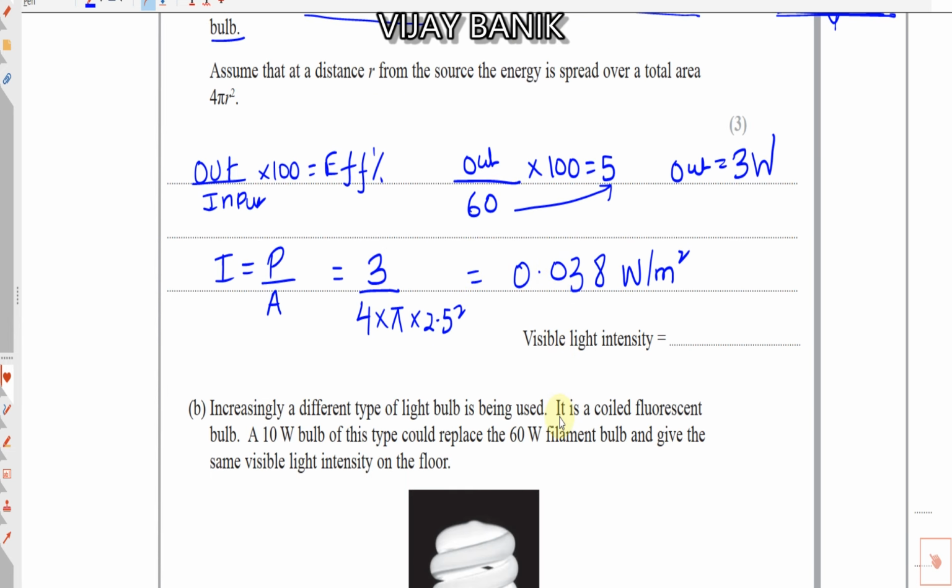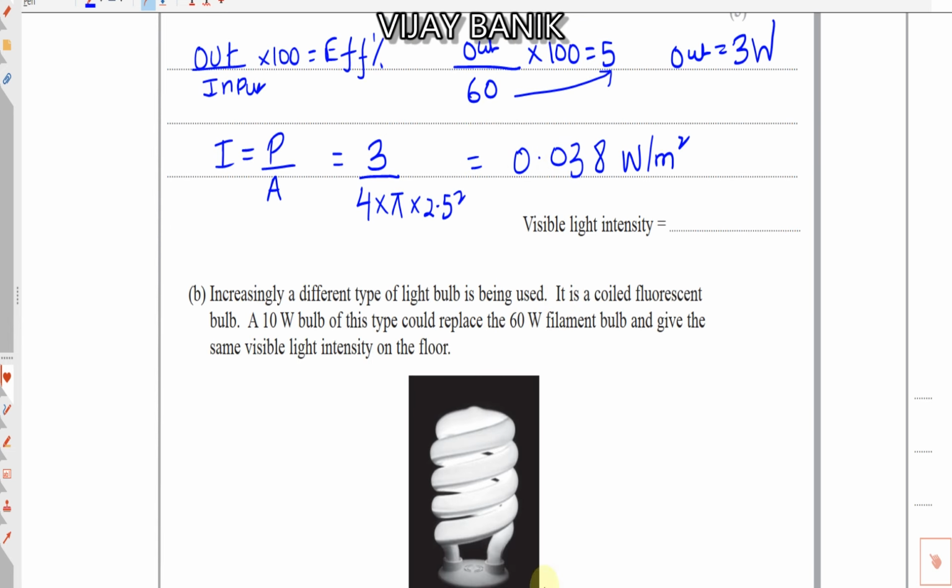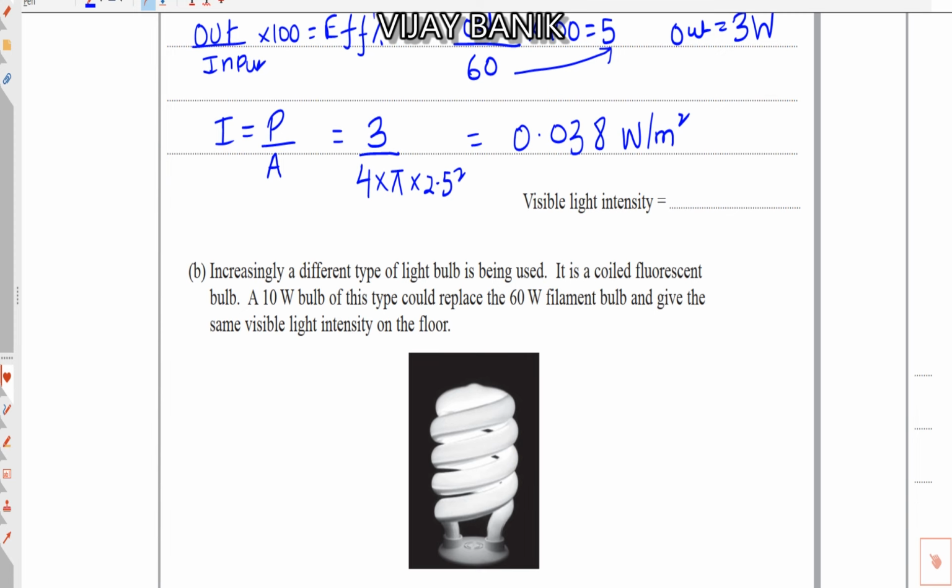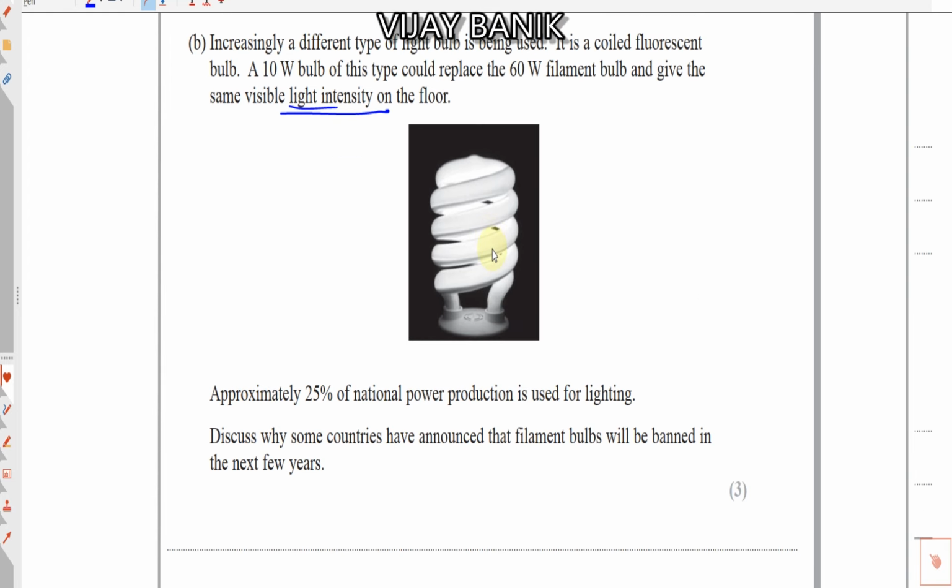Let's go to the next question. Now a different type of light bulb is being used, which we use nowadays. It is a coiled fluorescent bulb, 10 watt. Where that was a 60 watt filament bulb, this is a 10 watt bulb, used to replace the 60 watt filament bulb and give the same visible intensity on the floor.